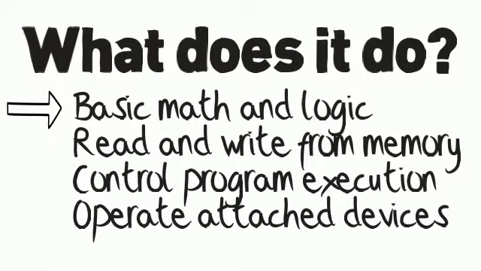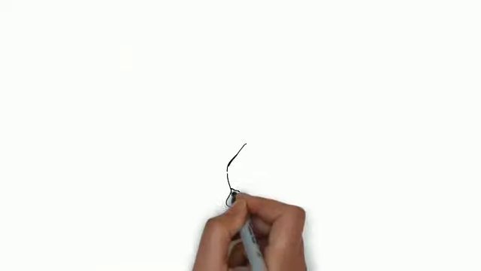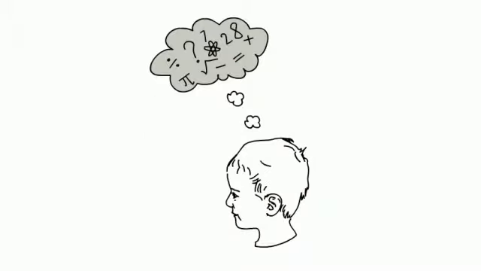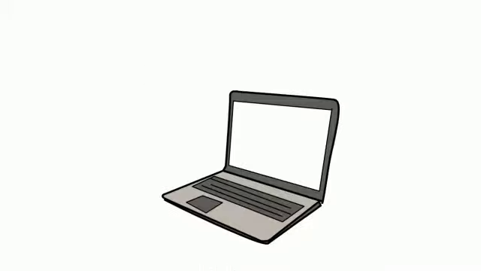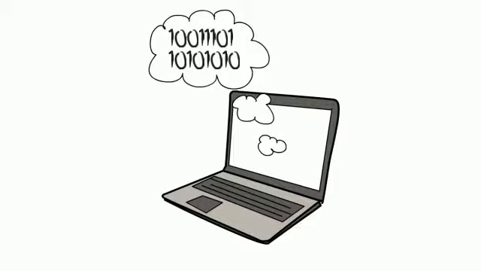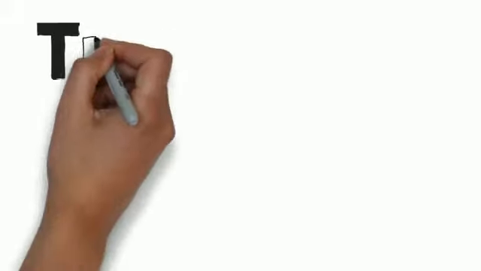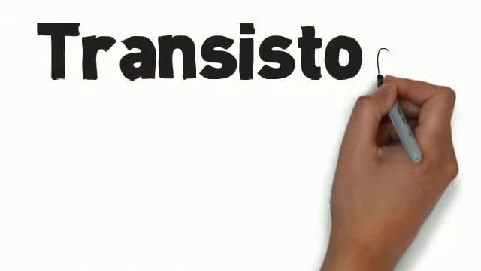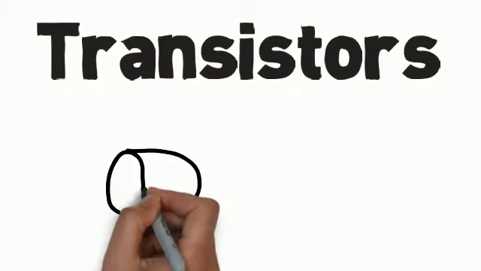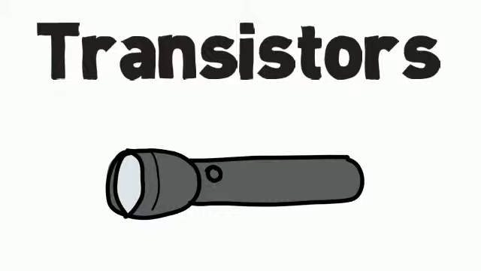First, let's consider a computer's logic. While people use higher level thoughts to reason, a computer's logic is limited to ones and zeros. A computer uses transistors to complete basic math and logic operations. And a transistor is basically just a switch.